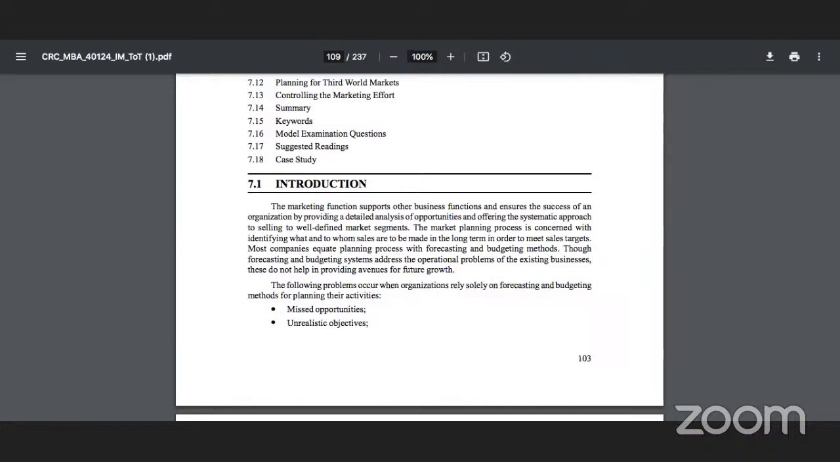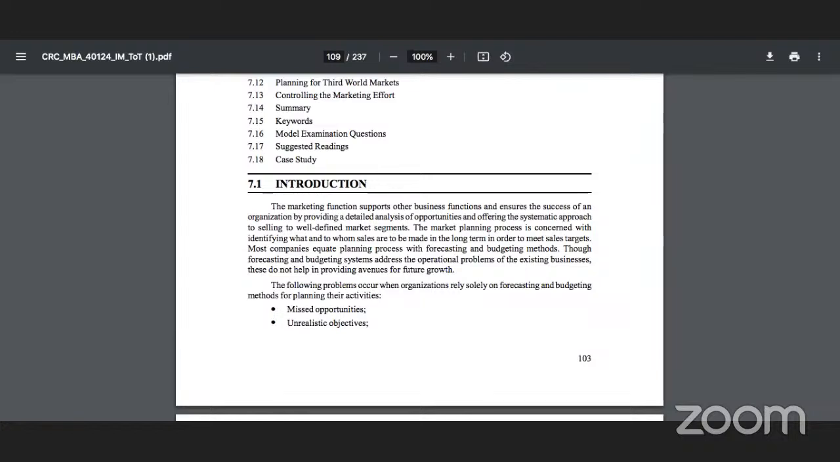The marketing function supports other business functions and it ensures the success of an organization by providing a detailed analysis of both opportunities and a systematic approach to selling to well-defined market segments. So the market planning process is concerned with identifying what and to whom sales are to be made, what needs to be sold, to whom it needs to be sold. We also need to understand this is in the long term. And why so? Because we need to meet the sales targets.